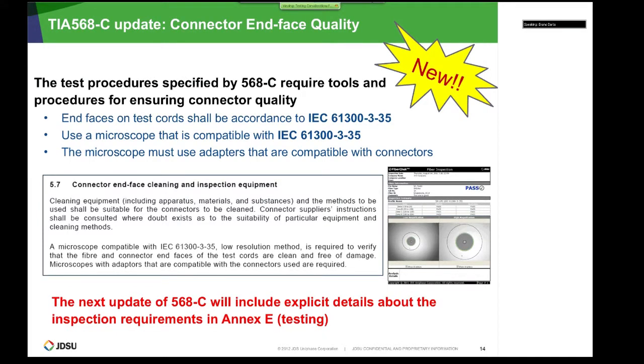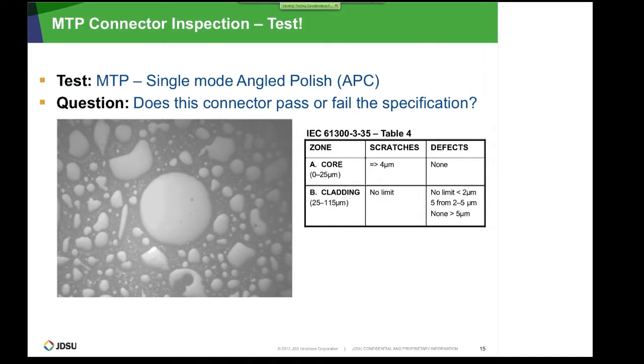What is really important is that a new update is under preparation, called Annex E, where it is explicitly defined how the inspection should be performed, what the conditions are, how an optical microscope should work, what it should be able to detect, and so on. Here you can see an example from a single mode MTP connector, APC polished.